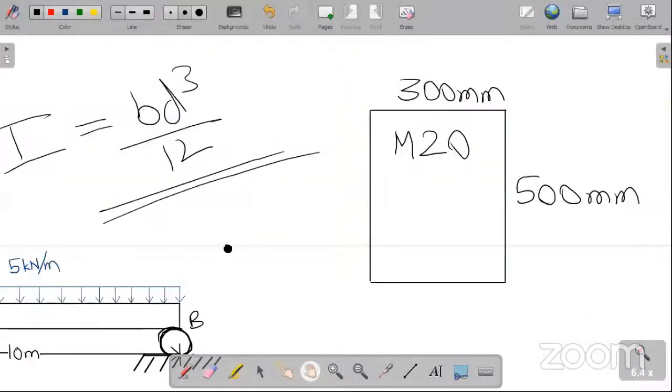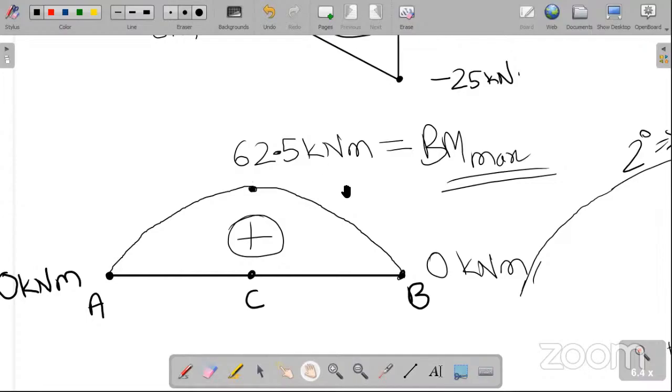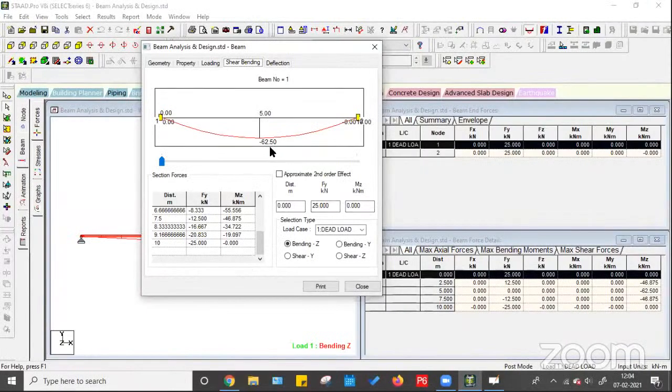Let me show you where we got 62.5. There it is, 62.5 kilonewton meter. Here also we are getting 62.5. And why is it in kilonewton meter? Because initially we had instructed STAAD that we are using kilonewton meter. You can also look at the units here, kilonewton meter.